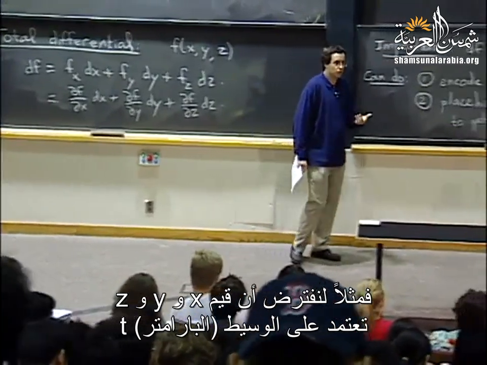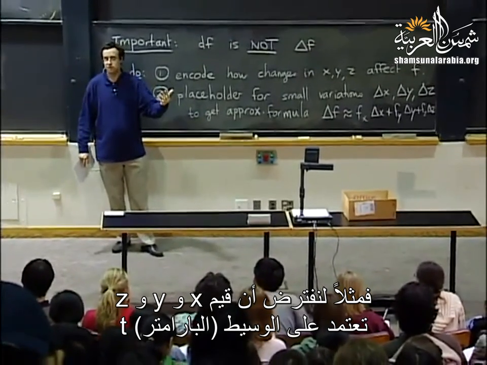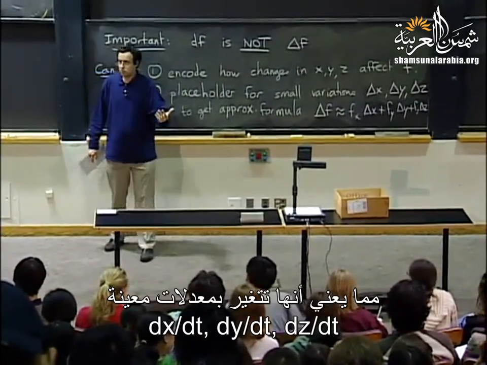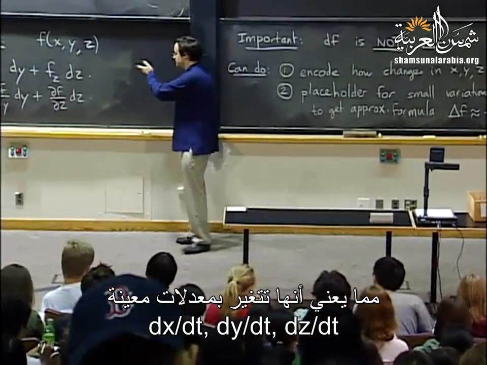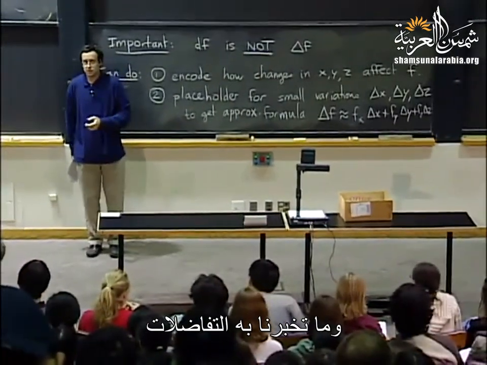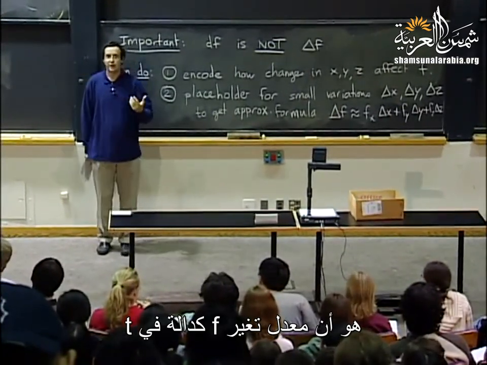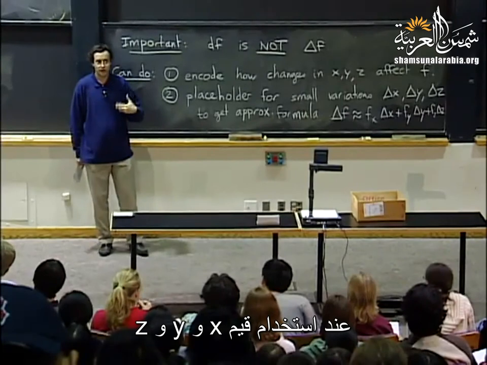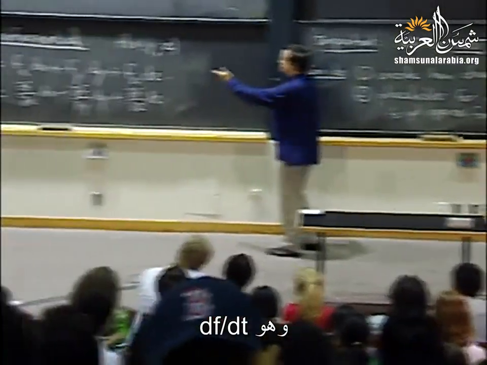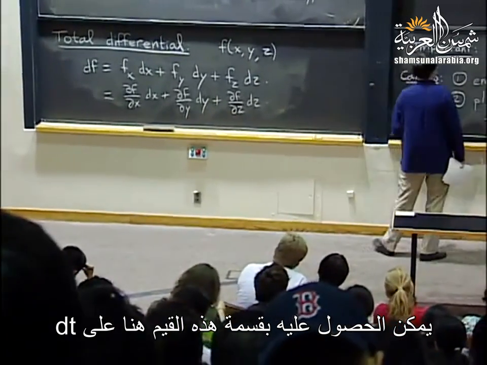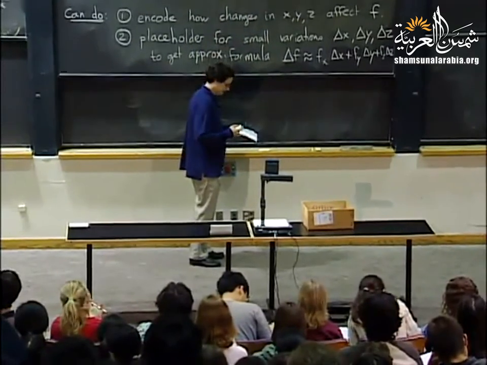So say, for example, that x, y, and z actually depend on some parameter t. Then they will vary at a certain rate, dx dt, dy dt, dz dt. And what the differential will tell us, then, is the rate of change of f as a function of t when you plug in these values of x, y, z. You will get df dt by dividing everything by dt in here.